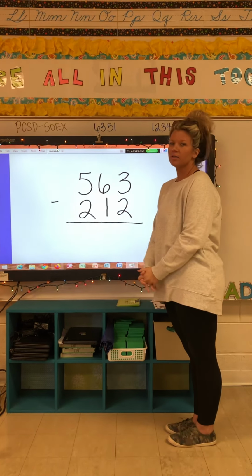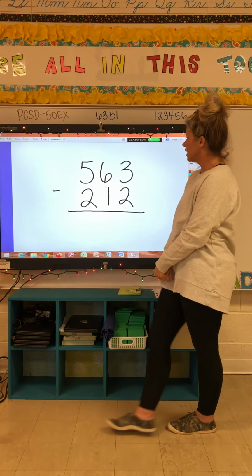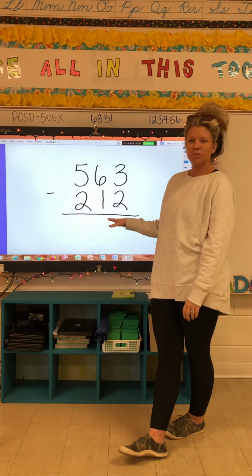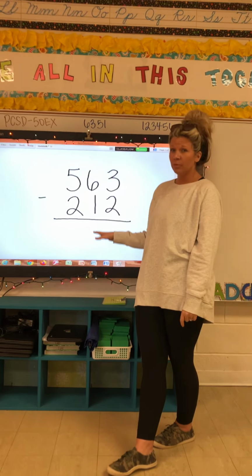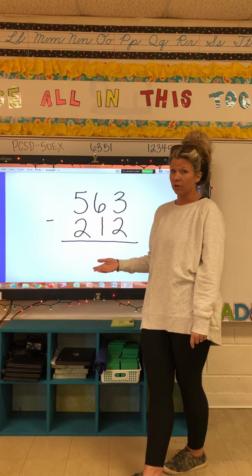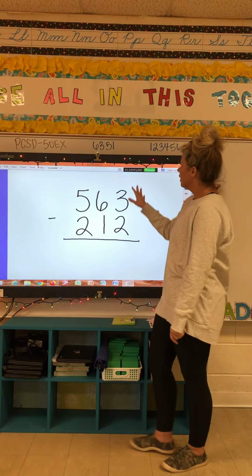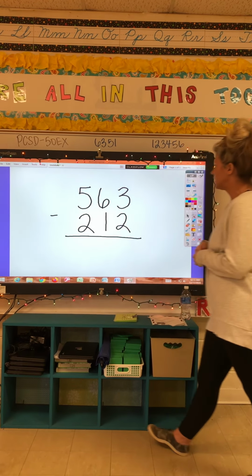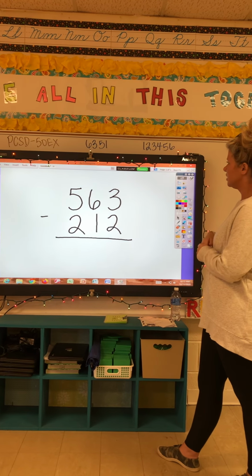Okay, so we're going to talk a little bit about three-digit subtraction today. We're going to do a three-digit subtraction problem with no regrouping first, and then we're going to do a couple where you'll need to regroup, you'll need to borrow. So this subtraction problem, like I said, is 3 digits minus 3 digits.